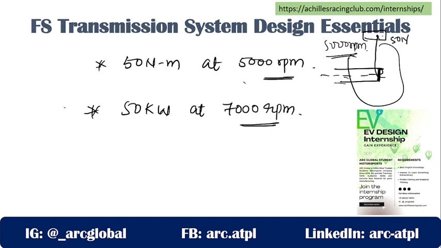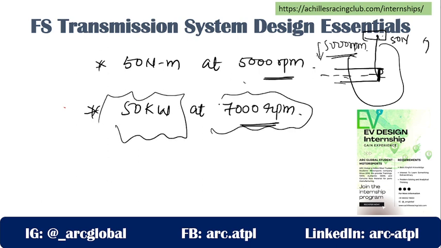At an RPM of 5000. When I increase the load this way, this RPM will reduce. It's simple. That's it. Okay, and what do I mean by this? 50 kilowatt at 7000 RPM. Now, as I said, I am going to put up a load of 50 Newton at a distance of 1 kilometer. Sorry, 1 meter.